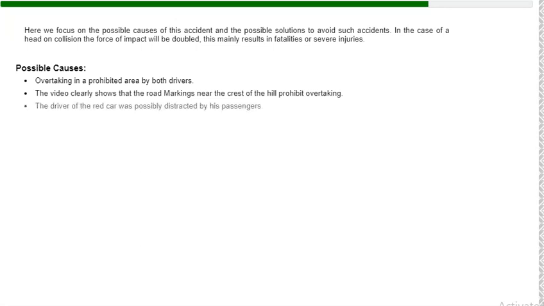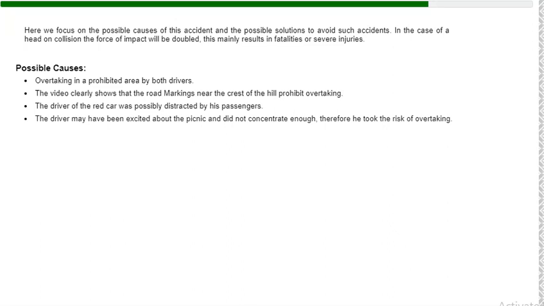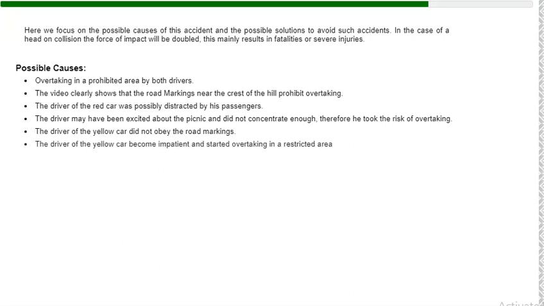The driver of the red car was possibly distracted by his passengers. The driver may have been excited about the picnic and did not concentrate enough, therefore he took the risk of overtaking. The driver of the yellow car did not obey the road markings. The driver of the yellow car became impatient and started overtaking in a restricted area. There is a solution to avoid these types of crashes.